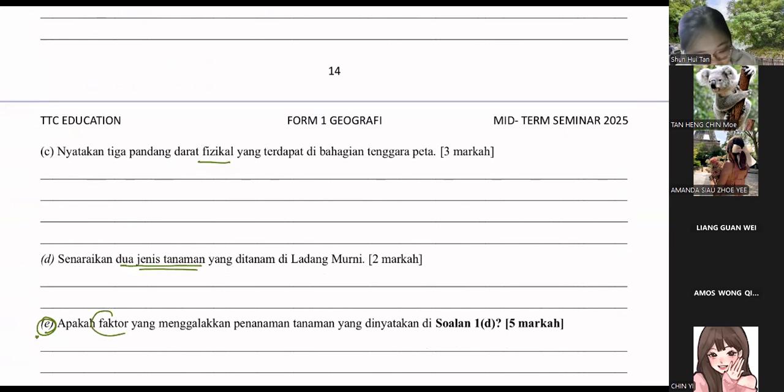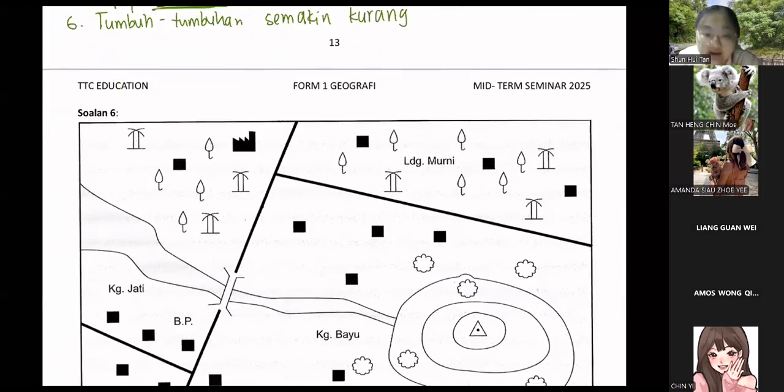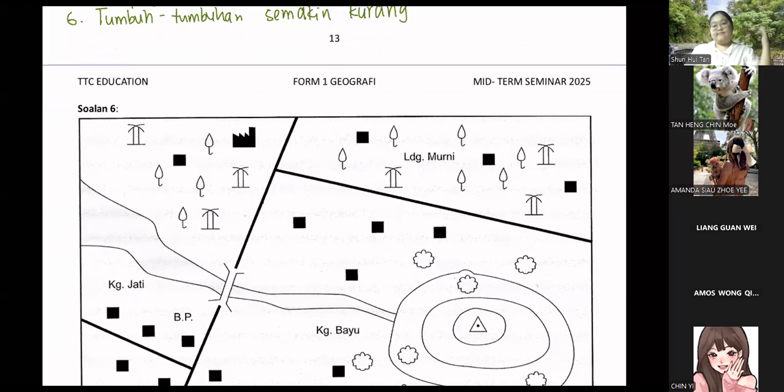And here, they say, apakah faktor? What is the factor? Means, what is the reason? What is the reason that encourage the growth of the plants in 1D? Can you tell me in the next question, ladang muni? In ladang muni, what plant you have? Getah and?